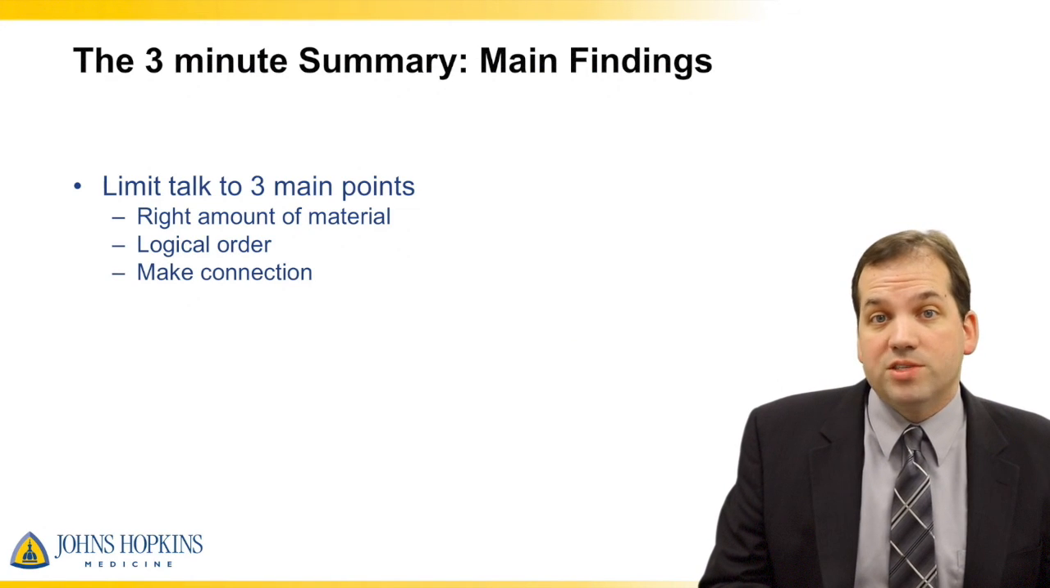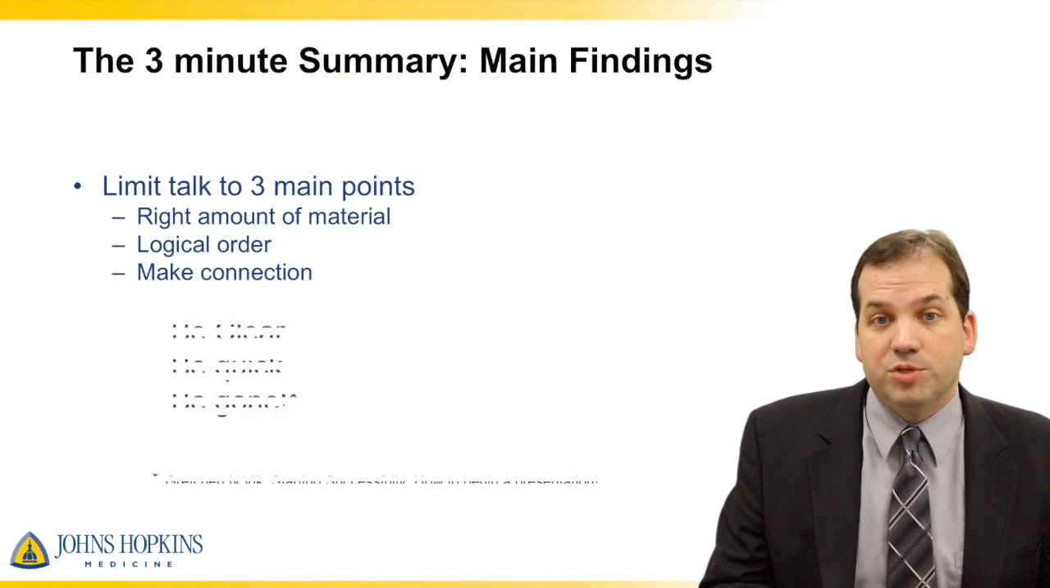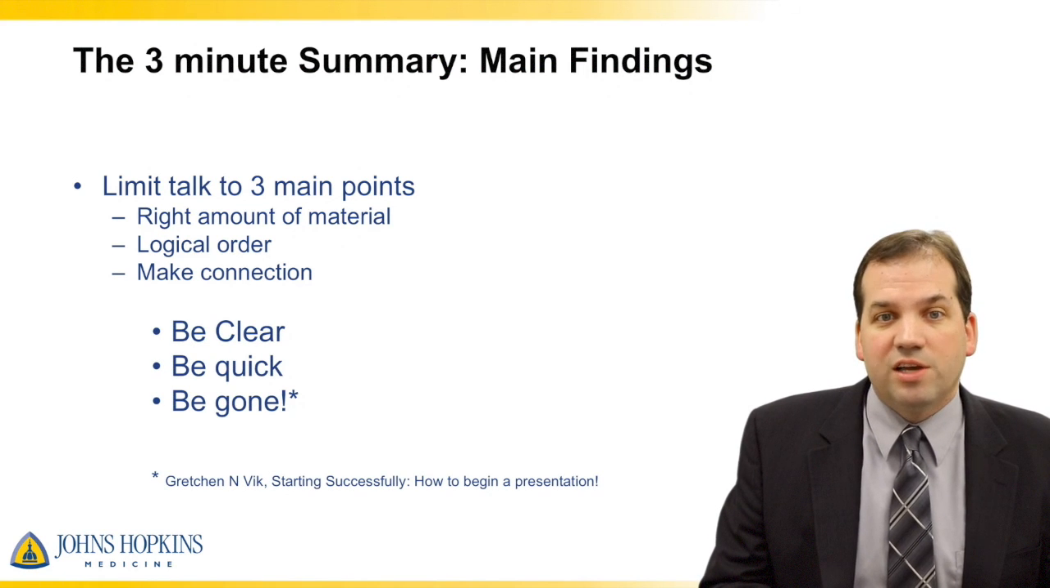When you do that 3-minute summary, you want to have the main findings. So limit it to 3 main points. Was it the right amount of material in a logical order and to make a connection to what the next steps are. And one author has suggested being clear, being quick, and being gone. So if there's a sea of about 1,000 posters at some of these conferences, you want to make sure that you give the snapshot about what your study is doing, but realizing that other investigators are going to have a busy time wading through that sea of posters. So you want to be quick and be concise about what your findings are.